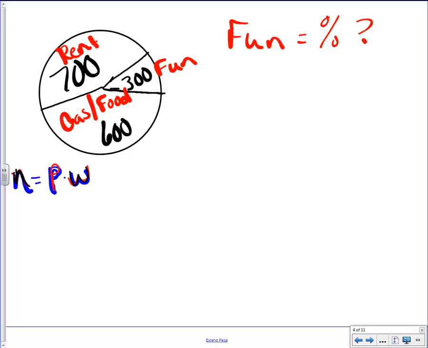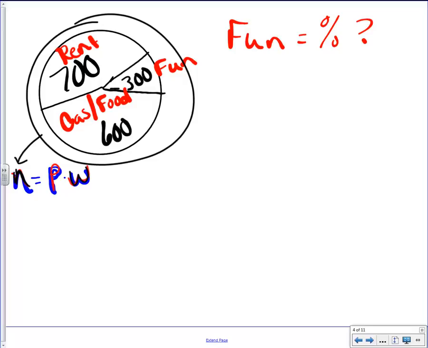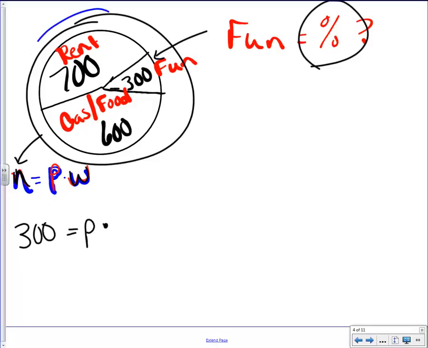So if I'm looking for a part of the whole, the circle is my whole. What part of the whole is fun? Well, the part right there tells me 300. I spend $300. That's the part that I spend on fun. The percent from the problem that I don't know is my P. I'm trying to solve for that. And my whole is all of the money that I spend every month. So what is it? Well, they didn't give it to us. They gave us individual dollar amounts. They gave us 700, they gave us 300, and they gave us 600.